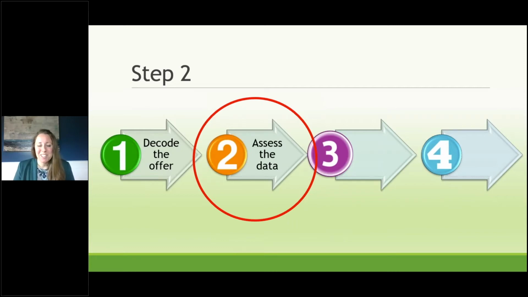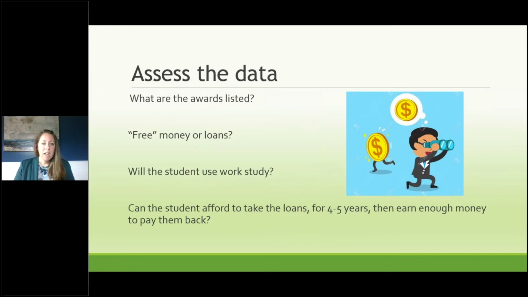All right, so hope that wasn't too confusing, because we're going to move on to step 2. With step 2, we're going to now assess the data. We're going to look at the information that's in the award letter and see what we're really looking at. We're going to start looking at the nuts and bolts a little bit. As we assess the data, we want to look at what kind of awards are listed. Are they scholarships? Are they grants? Are they student loans? Is it free money, which is of course the best? Are they student loans, money that the student is going to have to pay back?